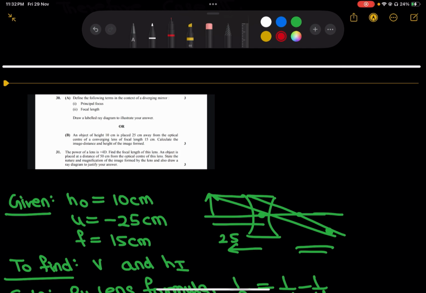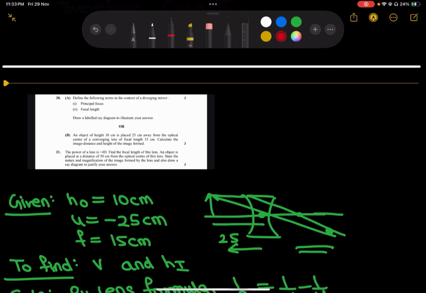Now, define principal focus regarding a convex mirror. So basically, principal focus is a point on the principal axis from where the rays parallel to the principal axis appear to diverge. Or you can also write it as: the rays parallel to the principal axis appear to diverge from a point on the principal axis, which is known as the principal focus. Understood? Okay, and the second one, focal length, easy. The distance between the principal focus and the pole of the mirror is known as the focal length.